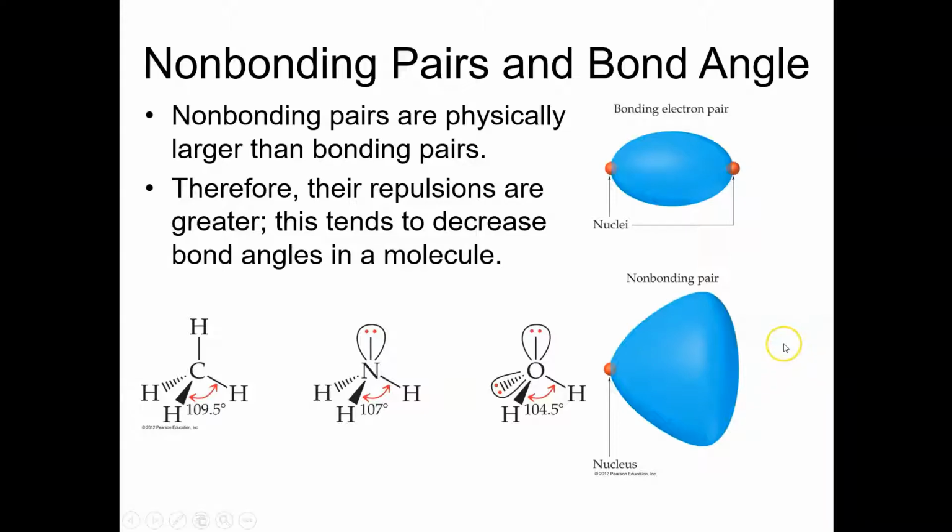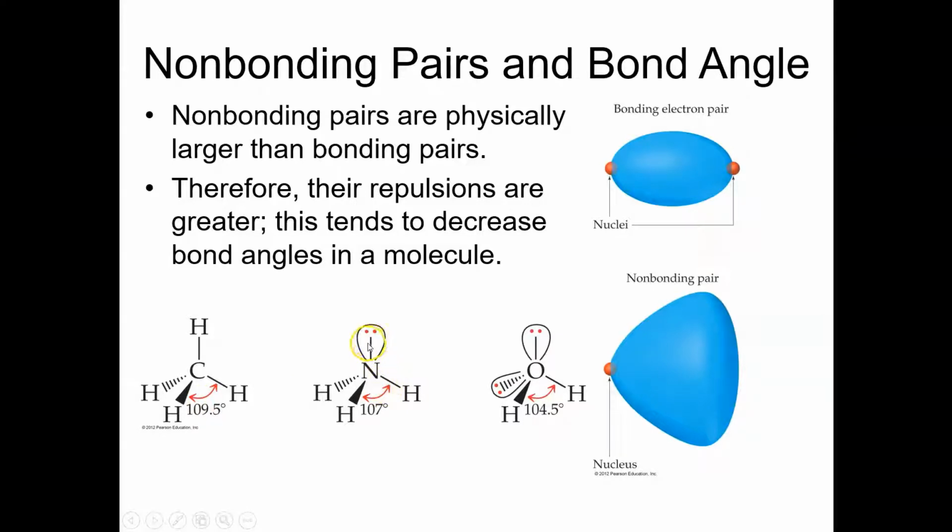Just to say, when it comes to shapes and bond angles, there's a difference in size between a bonding electron pair and a non-bonding electron pair. The non-bonding electron pair is larger. And so when you have a molecule that contains one or more non-bonding pairs, and here we're comparing methane to ammonia to water, you will see that those larger non-bonding pairs will squeeze the bond angle a little bit. So methane has the ideal bond angle for tetrahedral of 109.5 degrees.